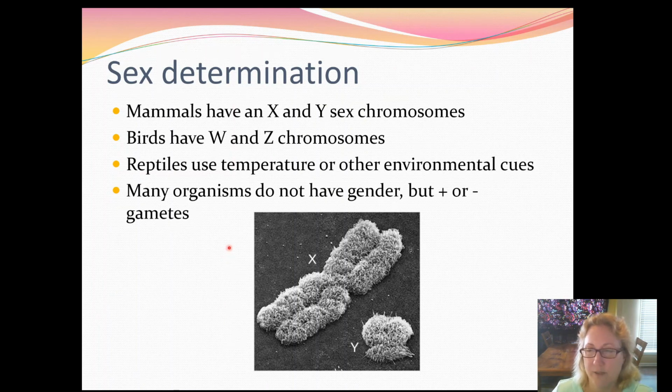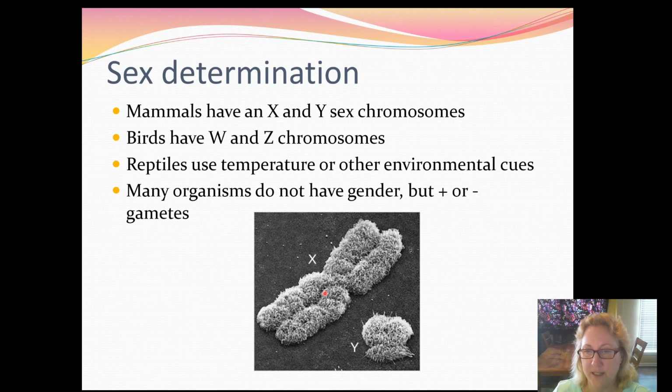And there's other organisms that don't even have gender at all, and they don't have two different size gametes. So the definition of male and female is male is the gender that produces the small gamete, female is the gender that produces the big gamete. So if the gametes are all the same size, then it's not really gender as we understand it.